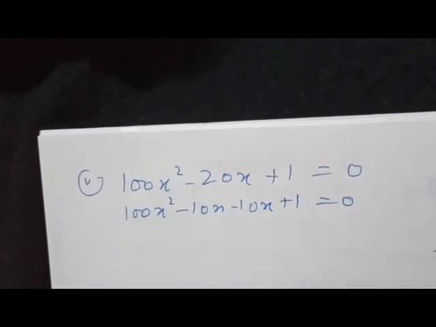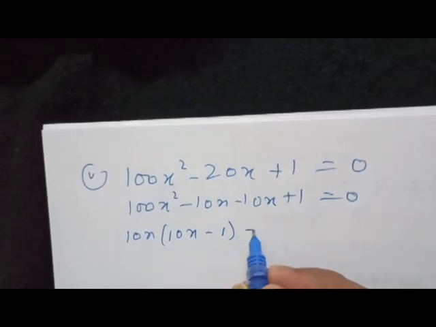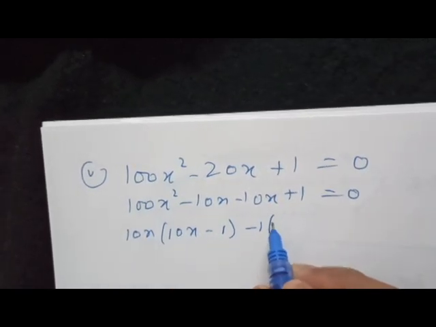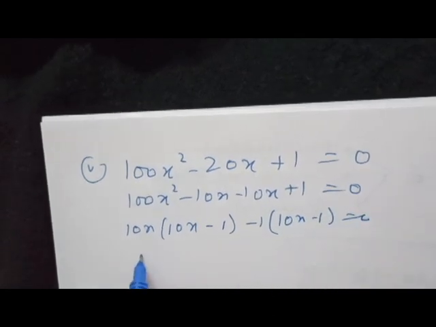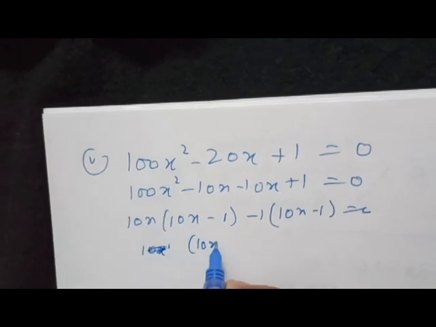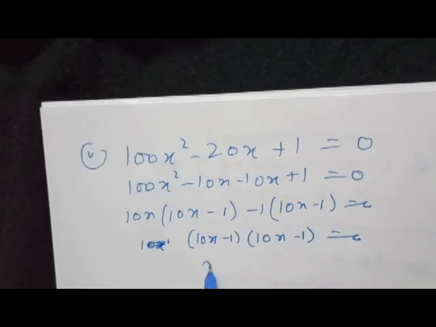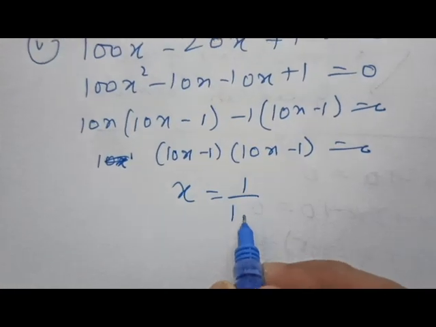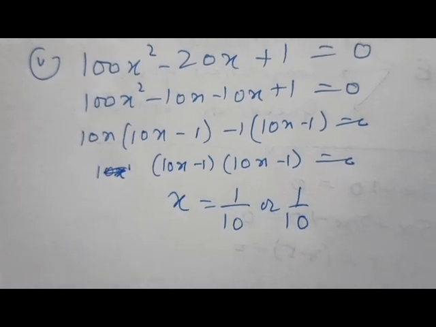So whenever you feel difficulty, you can always solve like this. So here we take 10x common and here we take minus 1 common. So we will be able to get 10x minus 1 into 10x minus 1 is 0. So x value is 1 by 10 or 1 by 10. So we are getting the same value for it.